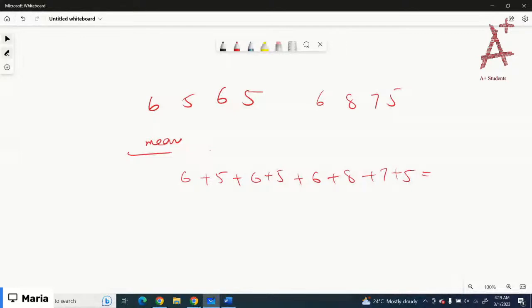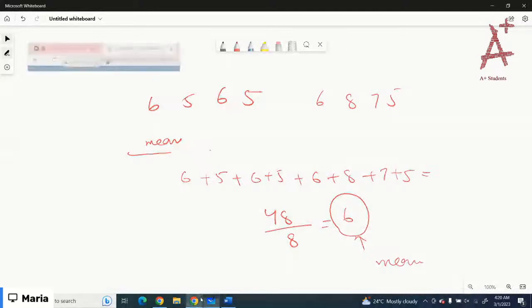Let me just use the calculator and sum them all. 6 plus 5 plus 6 plus 5 plus 6 plus 8 plus 7 plus 5. So the sum of all the numbers is 48. Got it? Now you have to divide by the count of numbers, which is 8. Eight times 6 is 48. So the mean of the data is 6. Got it? So the correct option is 6.